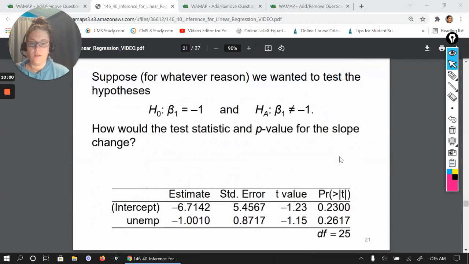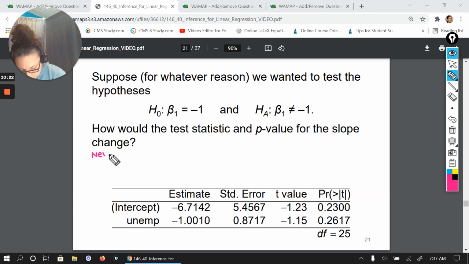All right, here's example 4. Suppose for whatever reason we wanted to test the hypotheses. The null hypothesis, beta 1 equals -1, and the alternative hypothesis is beta 1 is not equal to -1. So instead of using zeros, we're using -1s. How would the test statistic and p-value for the slope change?